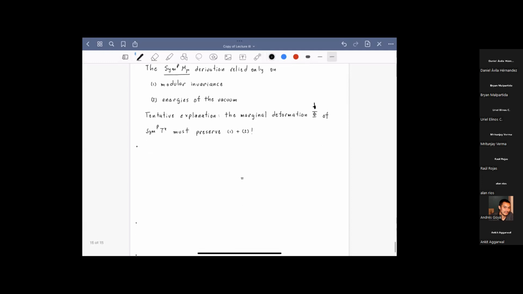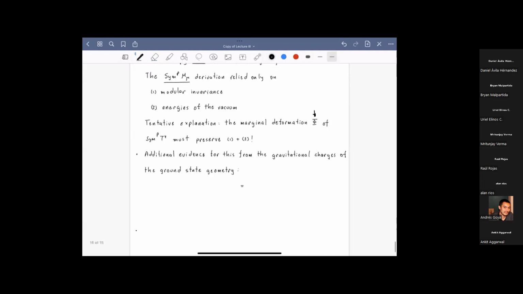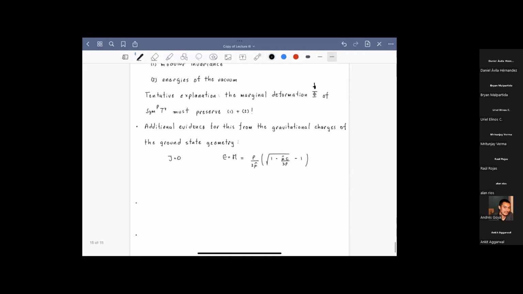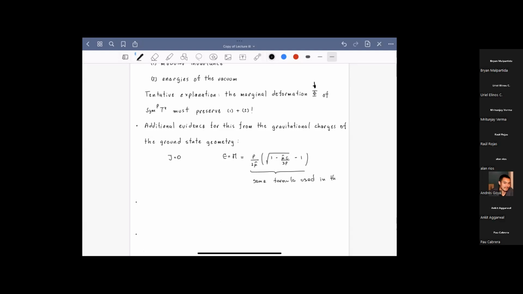And in fact, I can provide some evidence that this interpretation does make sense. And this comes from computing the gravitational energy of the ground state geometry. So in this case, you find that the angular momentum is 0, and the energy or the mass of the spacetime is given by this formula, which using the holographic dictionary is exactly the same formula used in the derivation of the entropy in the single trace case.